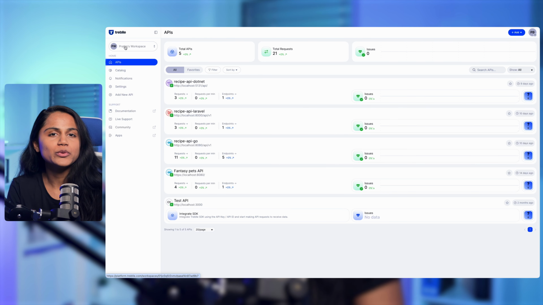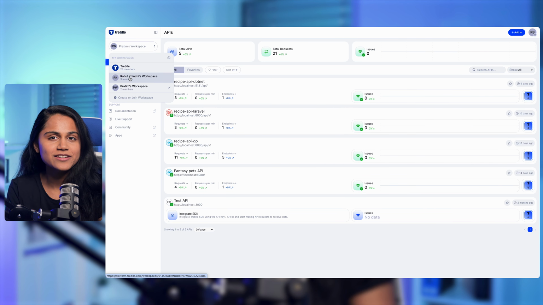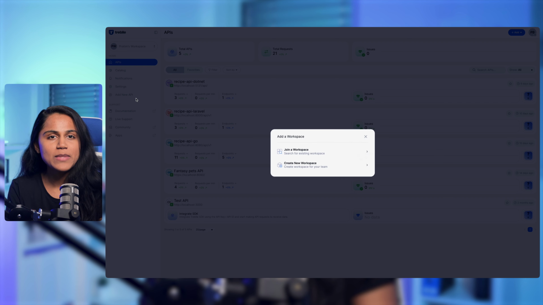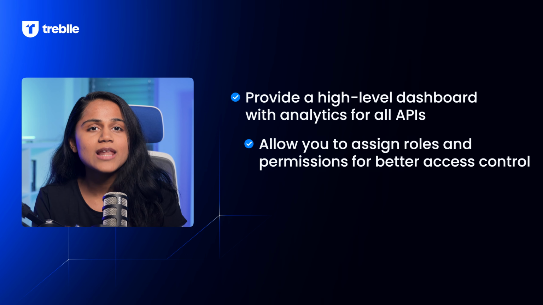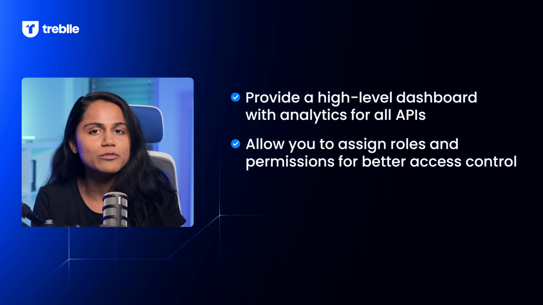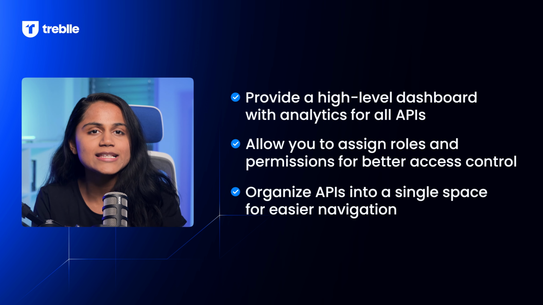Let's get started. In Treblle 3.0, workspaces act as containers for your APIs, team members, and data points. It's the centralized space to set up and manage your APIs. Workspaces provide a high-level dashboard with analytics for all APIs. It allows you to assign roles and permissions for better access control. And it also lets you organize APIs into a single space for easier navigation.